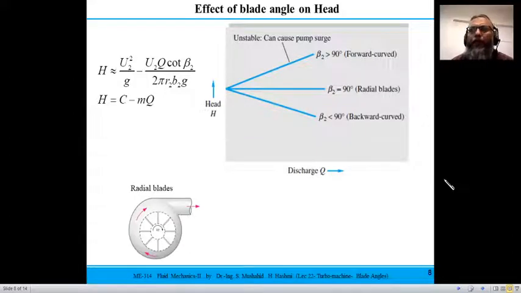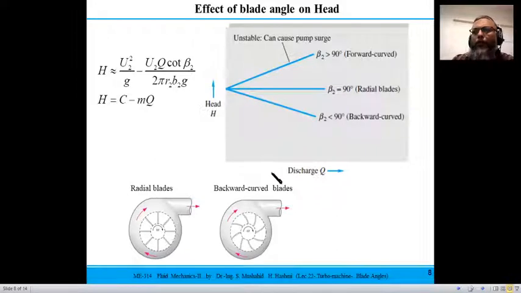So radial blade angles are such that beta 2 is the angle which the blade makes with the tangent. If it is 90 degrees at the outlet, this would be the construction of the radial blades, and in that case the head would be somewhat constant, because your blade angle is 90, so the head is some constant value. Whatever the flow rate is, your head becomes a fixed value.